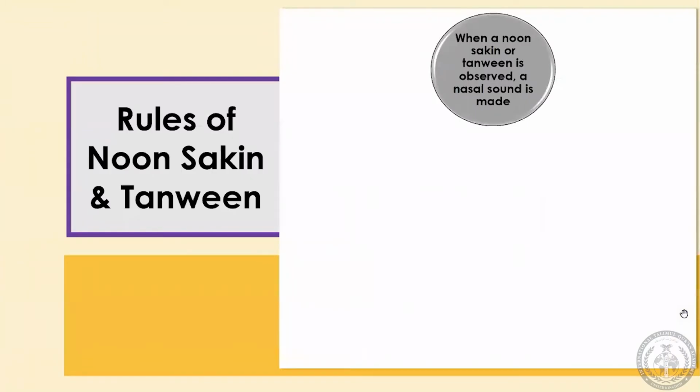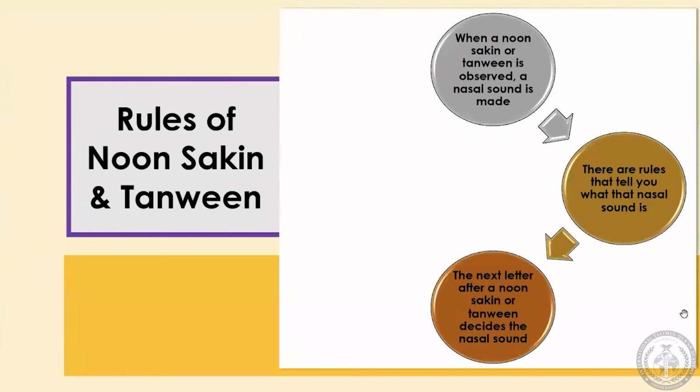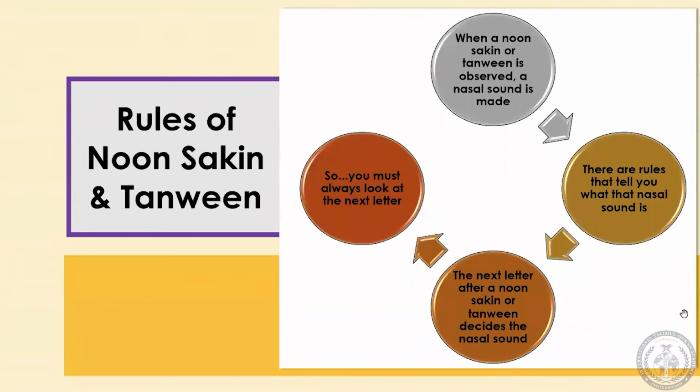Like I said, I've just recited to you some parts of various surahs where we see a noon sakin or tanween. Now, for noon sakin or tanween, there are certain rules that we have to follow in order to pronounce that correctly. I'm going to go through those rules with you now. When a noon sakin or tanween is observed, a nasal sound is made. There are rules that tell you what that nasal sound is. The letter after the noon sakin or tanween is what decides the nasal sound that we have to make. So you must always look at the next letter.